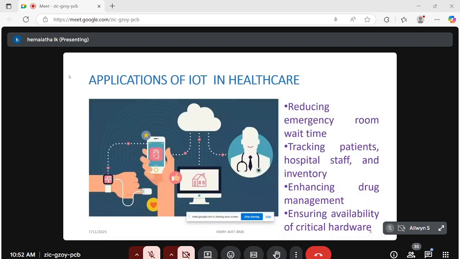As far as the applications of IoT in healthcare are concerned, it reduces the emergency room wait time, and it is used to track the patients, hospital staff, and the inventory. That means you can see which doctor is available in which cabin, where the nursing care is available, and the inventory about the drugs available in the hospital; everything can be monitored through IoT. In the hospital, on the medicine racks, we can deploy sensors, and the stock availability can be monitored through these IoT devices. And we can also enhance drug management. Also, we can check the availability of critical hardware. The functionality of the hardware can be tested, when it has to be serviced, when the annual maintenance has to be done. The wear and tear can also be monitored through the sensors.